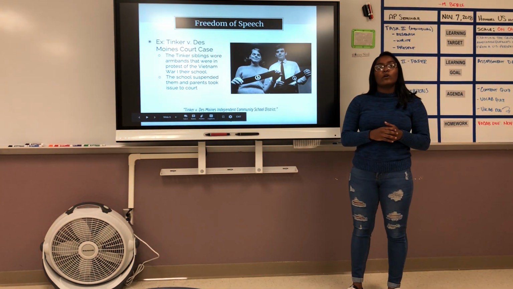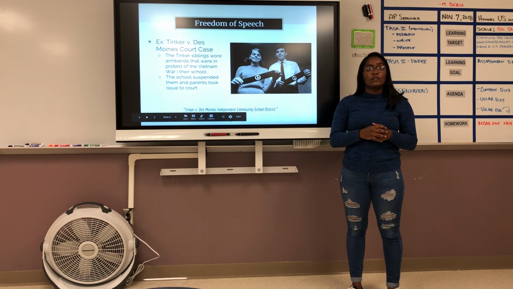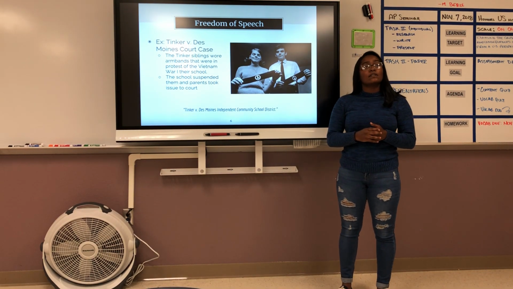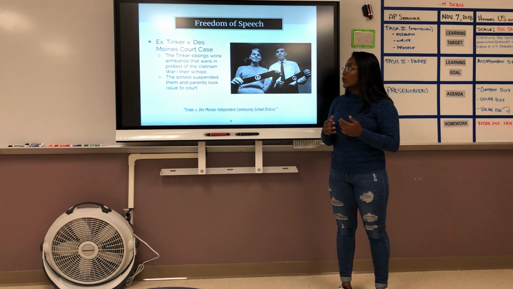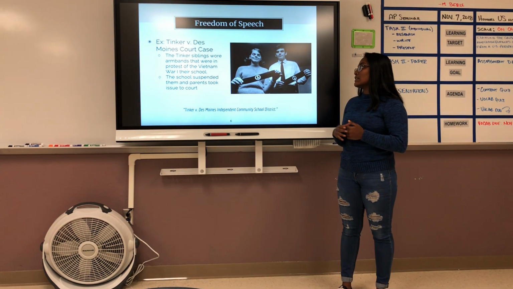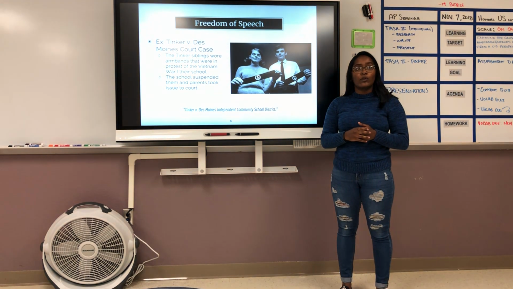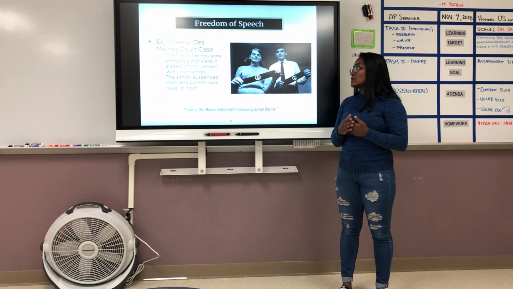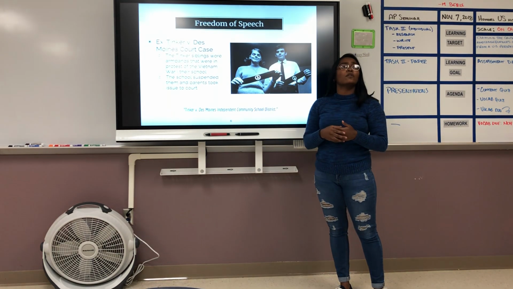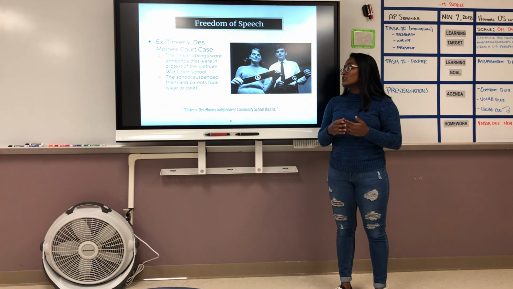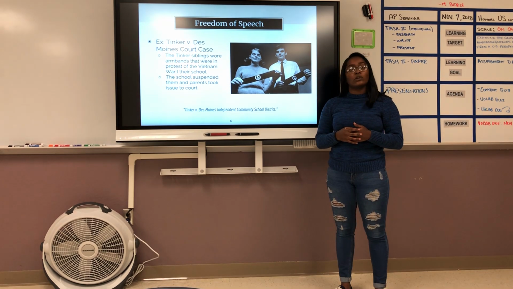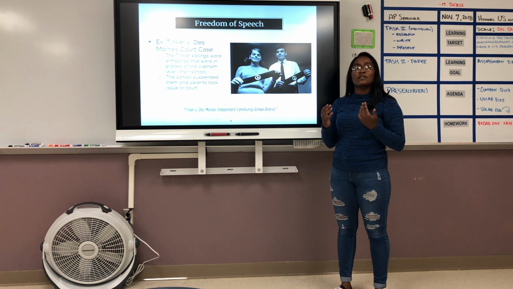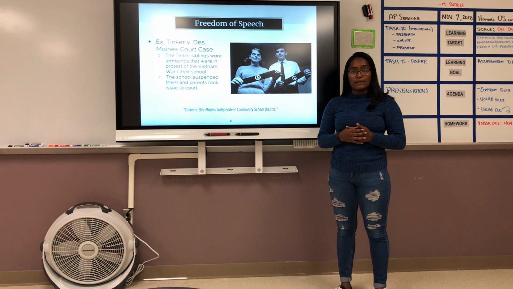A specific example in which the freedom of speech was limited for students is the court case Tinker versus Des Moines. In this court case, two students had worn black armbands, as portrayed in this image here, in protest of the Vietnam War in their schools. After refusing the school's rule of taking off these armbands, the students were suspended and the parents took this issue to court. Initially, the district court sided with the school, saying that the decision was for disciplinary reasons.